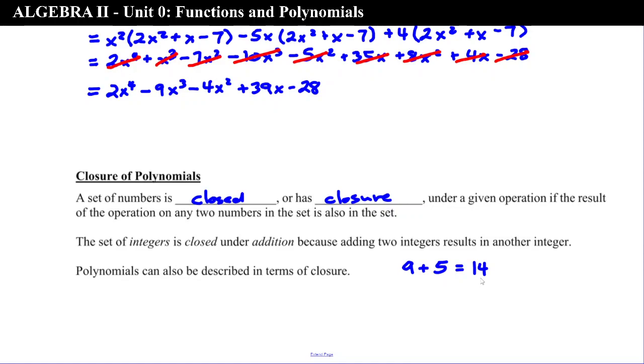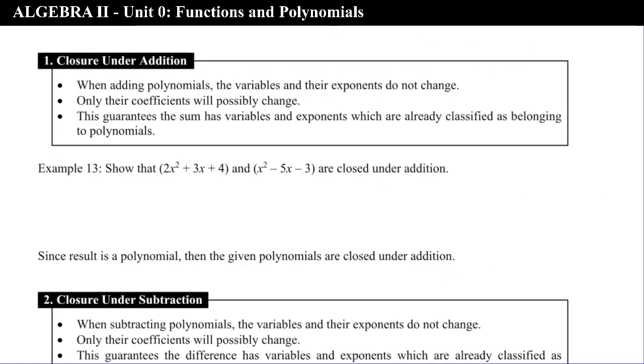Integers are also closed under subtraction. They're also closed under multiplication. Okay? So we're going to describe polynomials like this. We're going to describe them in terms of their closure. So here's the first rule, that polynomials are closed under addition. And so all this means is that when you add two polynomials together, you're going to get a polynomial as your result. So in this example I give you here, we have 2x squared plus 3x plus 4.